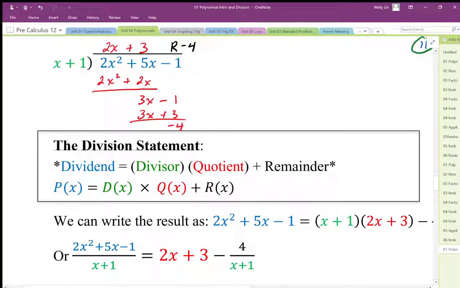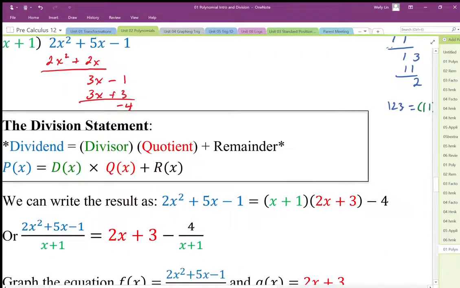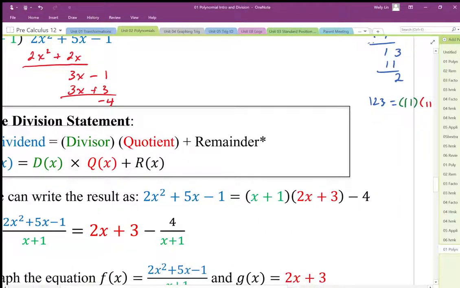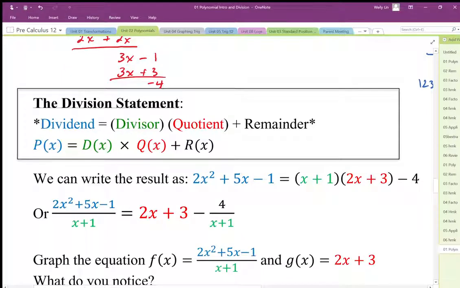So I know that x plus 1, the divisor, times the quotient, 2x plus 3, plus the remainder, negative 4, will get me back to 2x squared plus 5x minus 1. Which is true. If I actually FOIL this out, it's going to be true. So this is what we call our division statement. And this is actually very important, because we're going to use this division statement to help us analyze a lot of things and solve problems. So this is a division statement written in its multiplying form.